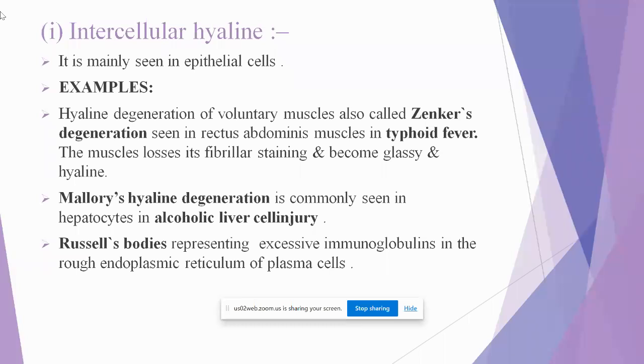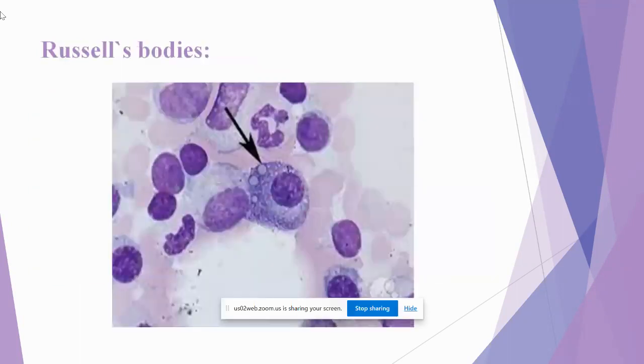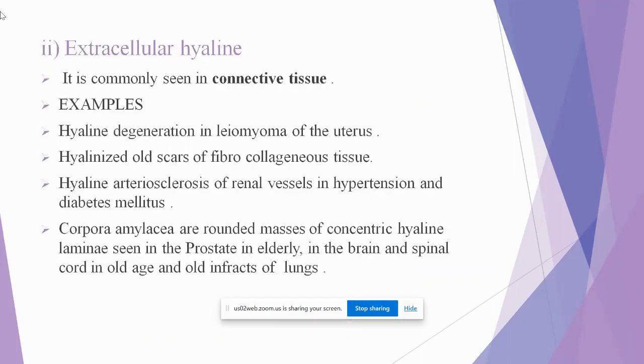Also, Russell's bodies represent excessive immunoglobulin in the rough endoplasmic reticulum of plasma cells. These are the intracellular hyaline changes. This is the picture of Zenker's degeneration. Then this is a Russell body; the arrow shows the Russell bodies.